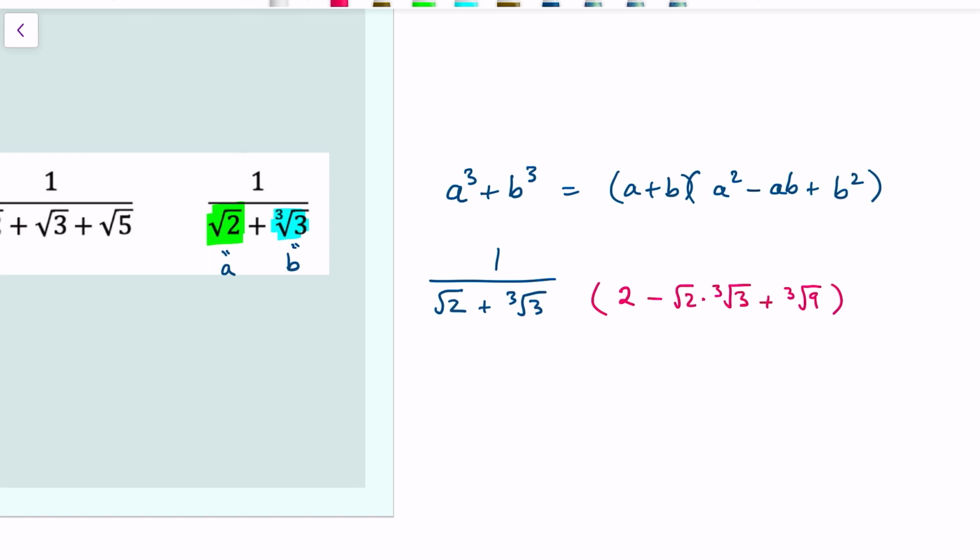And if I times that top and bottom, it doesn't seem much simpler than what I started with, but it's going to make the denominator rational.